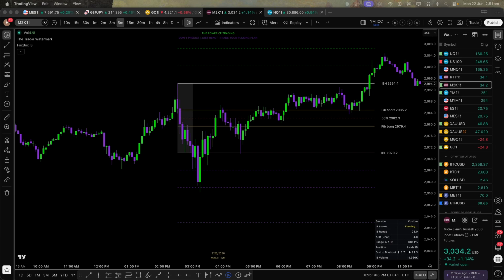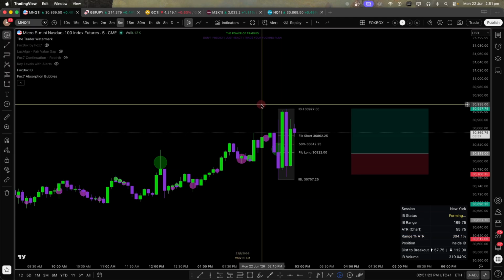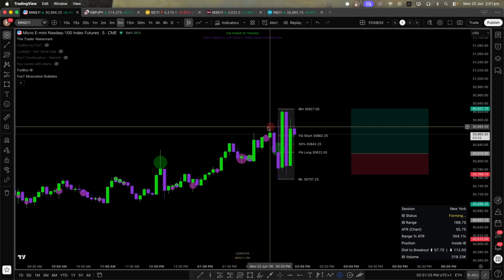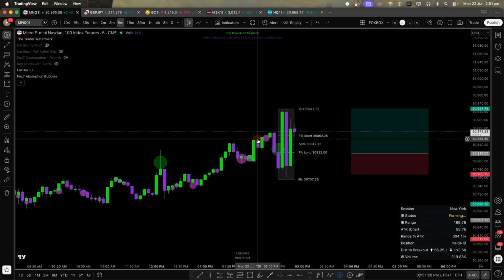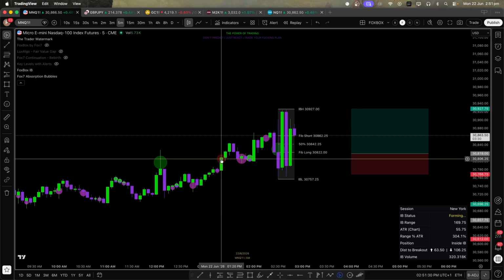Does anyone have any questions about initial balance or volume profile? Initial balance is supposed to be 1 hour, but people kind of retrofitted it to be a 15 minute. So you'll hear it be called the opening range breakout.